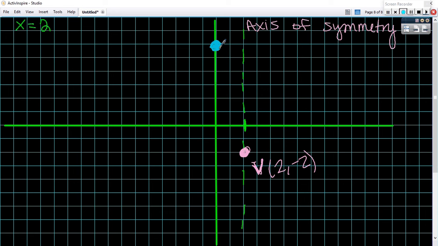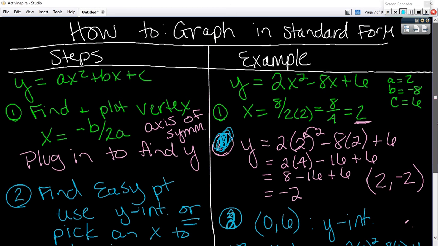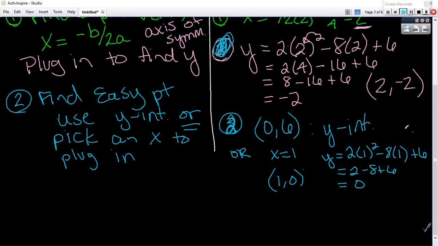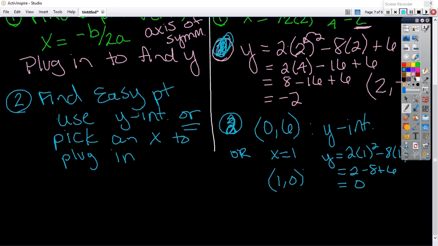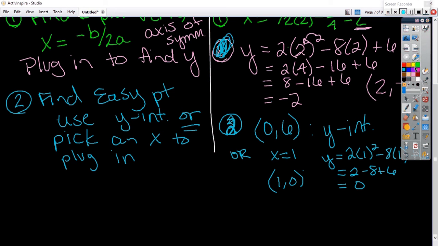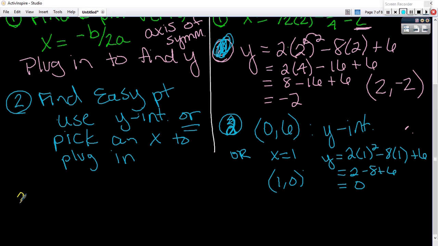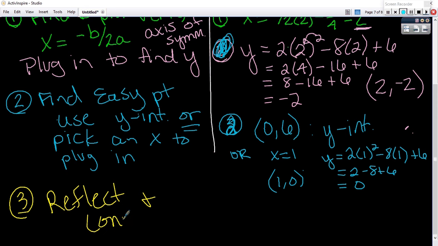You ready? You just reflect it over. It's symmetrical, right? You've got a line of symmetry. I call this step, it's my favorite. You get a different color. Well, reflect and connect. It rhymes.